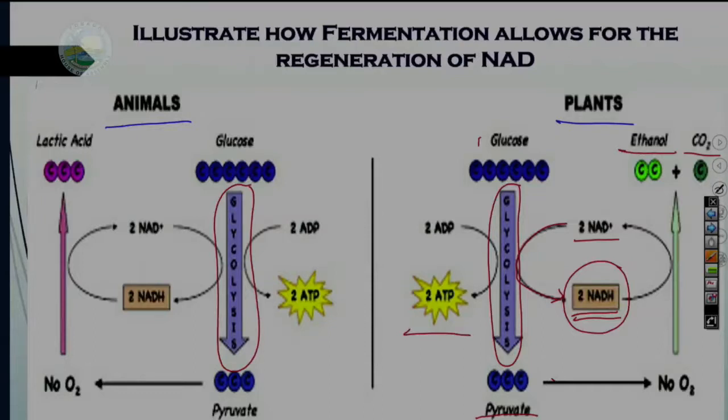Likewise, in animals, a similar thing happens, except you do not have any carbon dioxide being lost. So you would not see any gas in your muscles as you carry out anaerobic respiration. What you simply have is the pyruvate molecule that becomes reduced when it accepts the hydrogen from NADH, and it becomes lactate or lactic acid, which is a 3-carbon molecule. So you notice this remains a 3-carbon molecule. There's no carbon loss. Whereas here, ethanol is a 2-carbon molecule because one of the carbons is going into carbon dioxide.